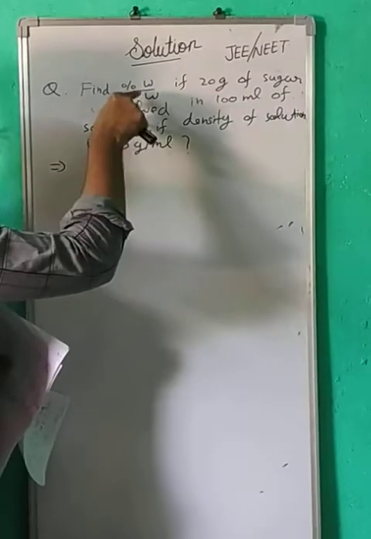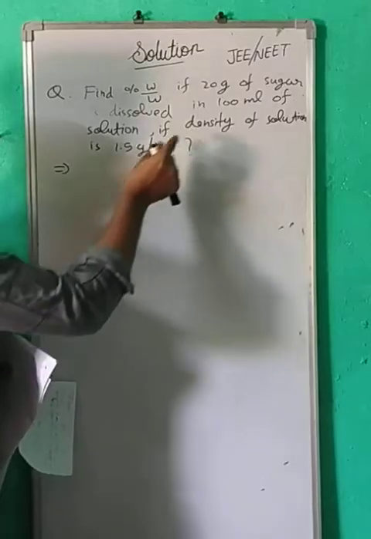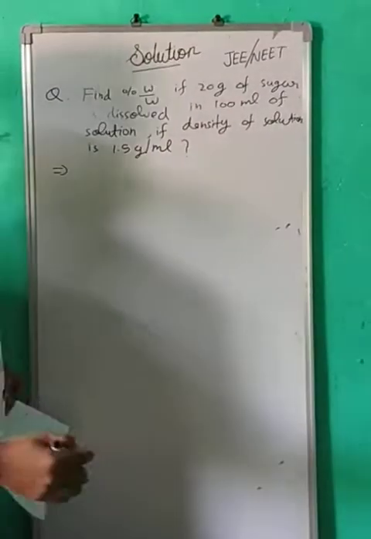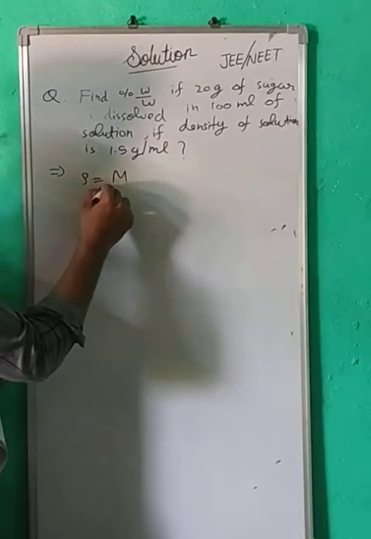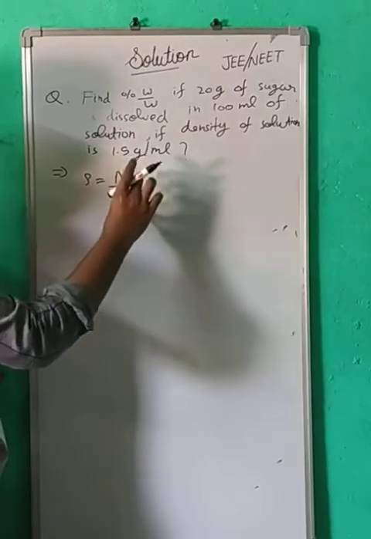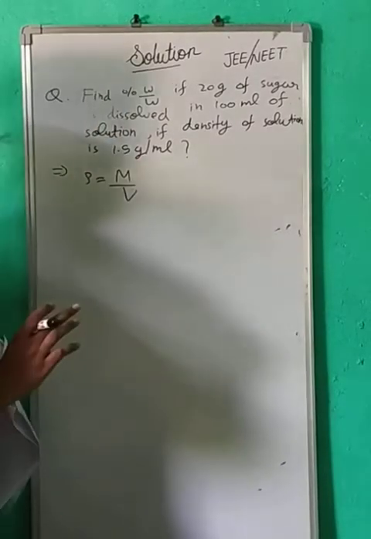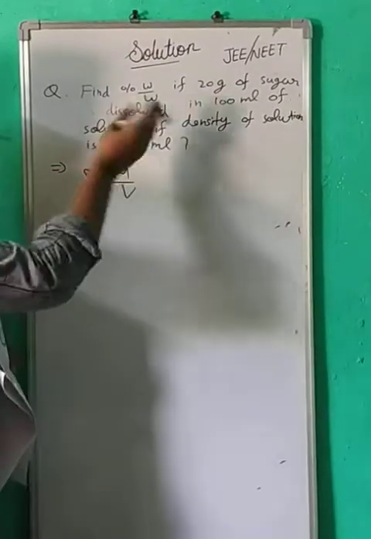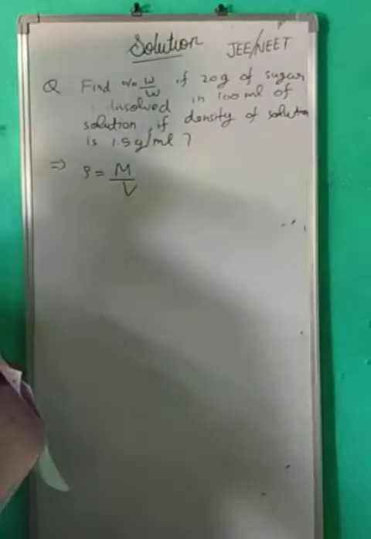And you have to find percentage weight by weight. So you have to use this term density over here because density means what? Rho equals mass upon volume. These two terms, mass and volume, are connected together by the term density. So whenever you have such sums of converting, you will always use this term, density. Let us solve this sum.